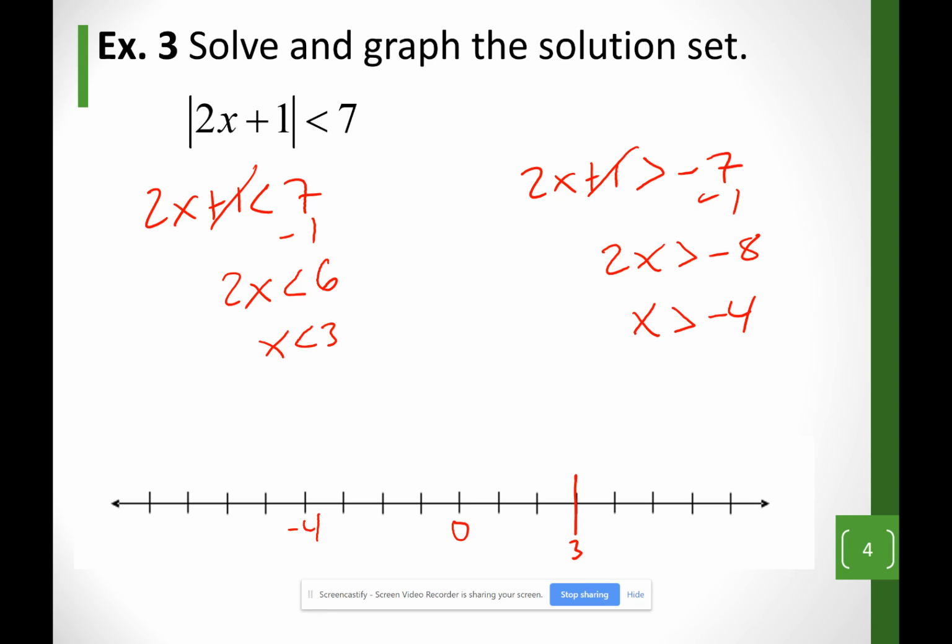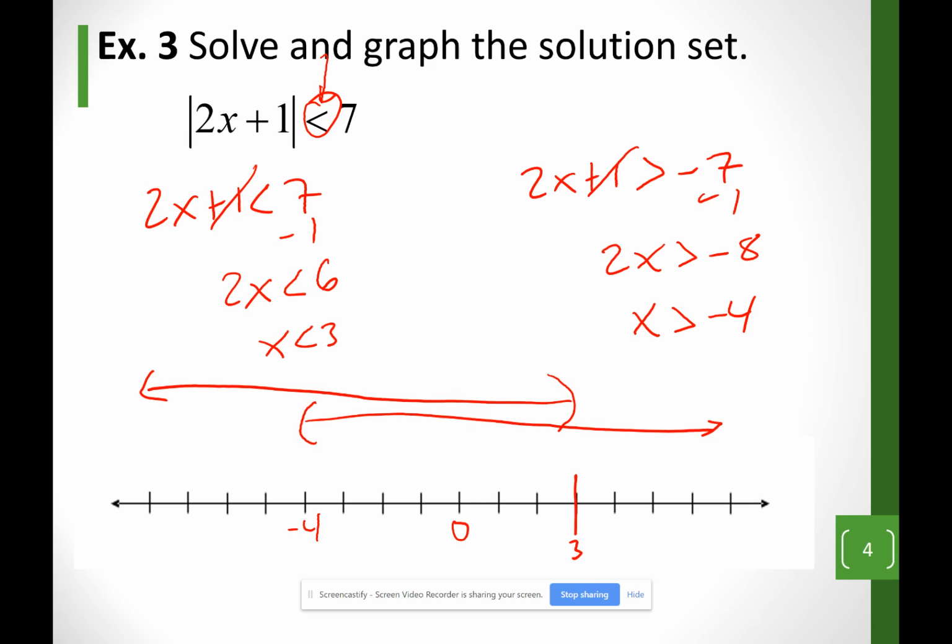If I was to look at the first one, x is less than 3 gives me that. X is greater than negative 4 gives me that. Now, when we have that less than sign to begin with, I'm going to say my solution will be the intersection of these two arrows. So it's going to be from negative 4 to positive 3, anything in between. Now, as interval notation, I ask myself, how far left do I go? I go as far left as negative 4. How far right do I go? I go as far right as positive 3. So that's my interval notation.